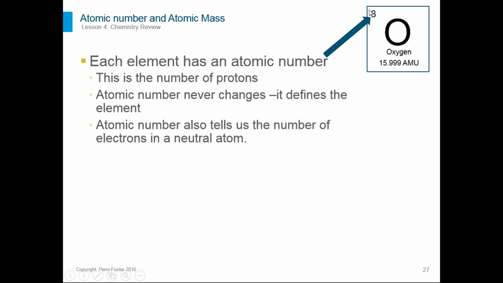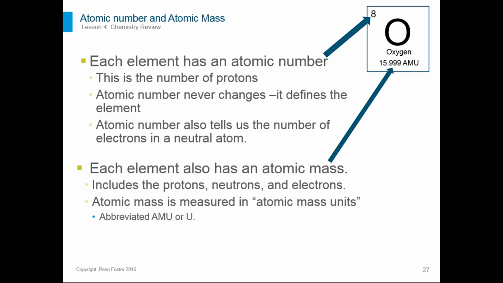You can see oxygen in the top left here is number 8. That means it has 8 protons. And oxygen will always have 8 protons. If you had something with 7 protons or something with 9 protons, it wouldn't be oxygen anymore. It would be a different element. So atomic number is very important. It also happens to tell us the number of electrons that would be in a neutral atom, because atoms have the same number of protons and electrons if they're neutral. So oxygen, in its normal neutral state, would have 8 electrons.